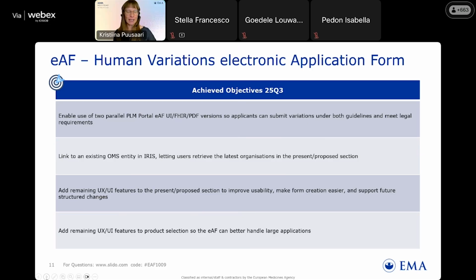So as I mentioned, we have the new FHIR release, which also means a new PDF release coming out on the 25th of September. But we'll look at the UI part today. And we are also implementing remaining features for the product selection so that the eAF can better handle large applications. We have already implemented one of these improvements, but there are more coming before the end of this quarter.